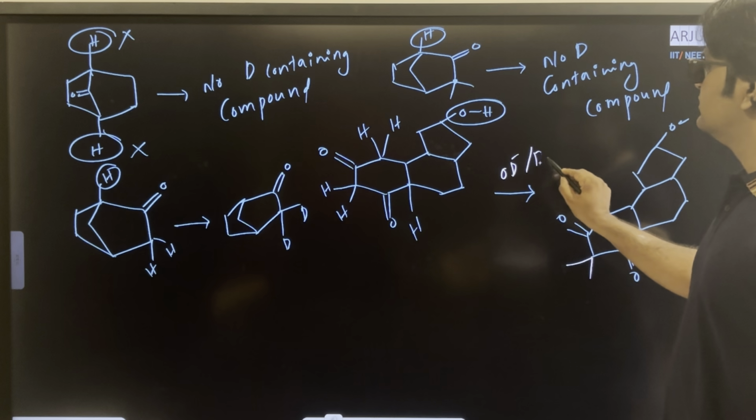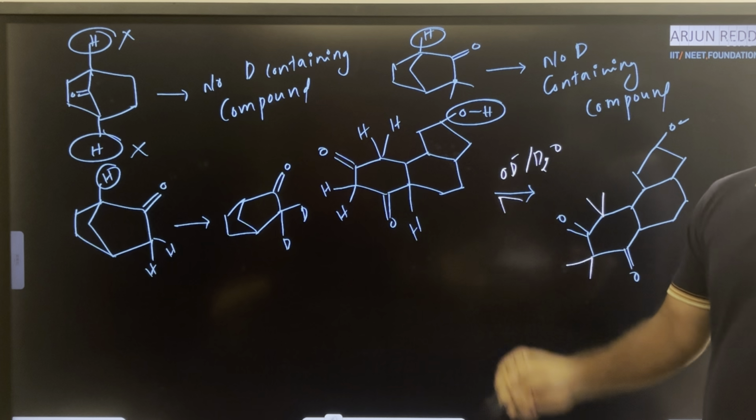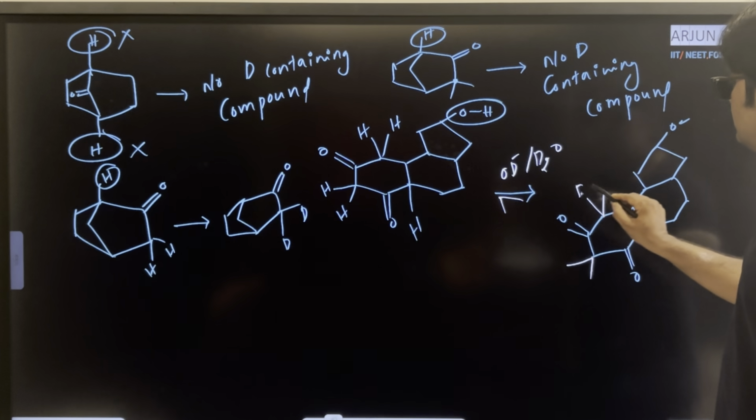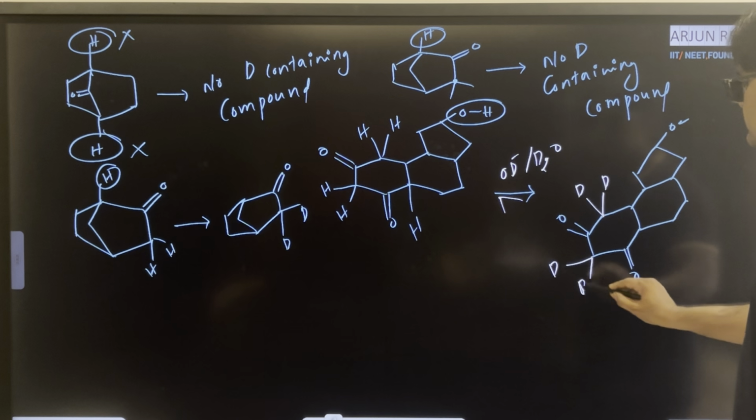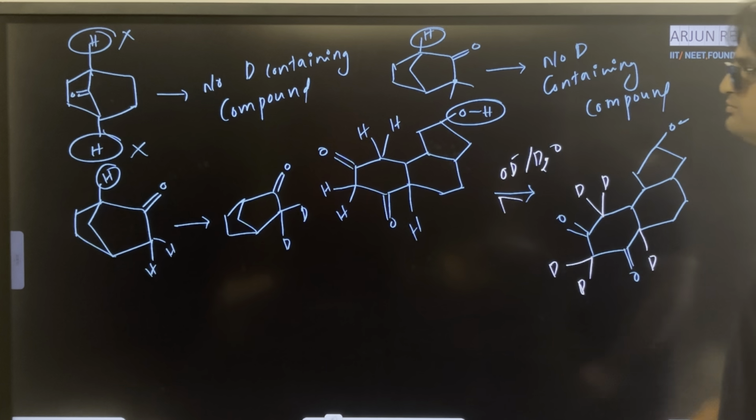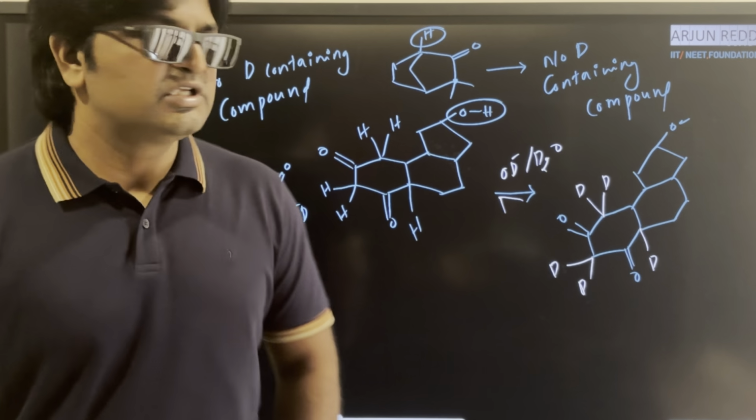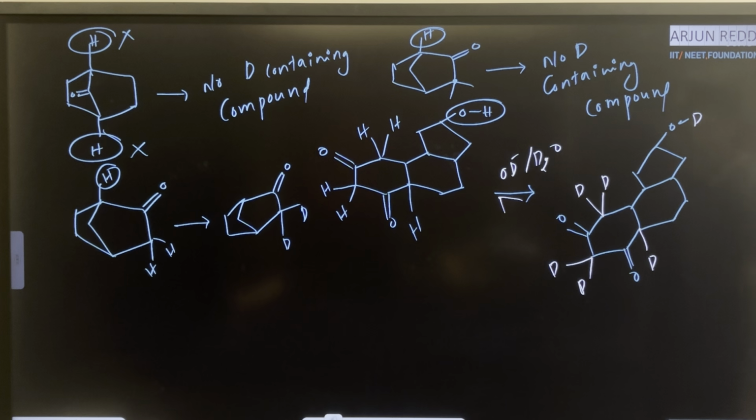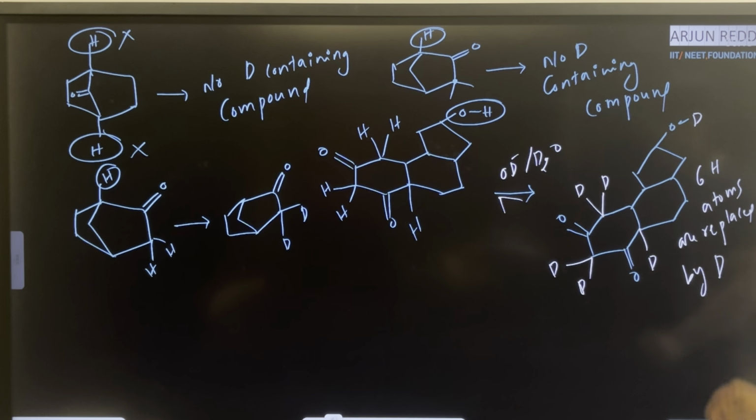OD minus, D2O. This is the common condition for every reaction. I forgot giving that condition, right? Okay. Here deuterium. Actually we started with deuterium exchange, no problem. These are the replaceable deuterium atoms, and one more possibility is there from this OH. Totally how many hydrogen atoms replaced by deuterium? 1, 2, 3, 4, 5, 6. 6 hydrogen atoms are replaced by deuterium.